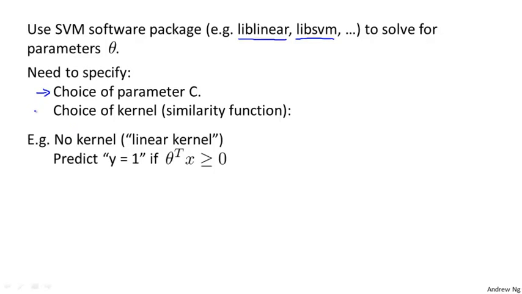One choice might be if you decide not to use any kernel, and the idea of no kernel is also called a linear kernel. If someone says, I use an SVM with a linear kernel, what that means is they use an SVM without using a kernel, a version of the SVM that just uses theta transpose x. That predicts 1 if theta 0 plus theta 1 x1 plus so on plus theta n xn is greater than or equal to 0. You can think of this term linear kernel as a version of the SVM that just gets you a standard linear classifier.